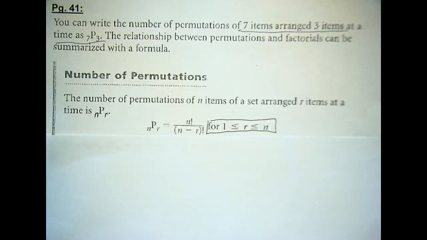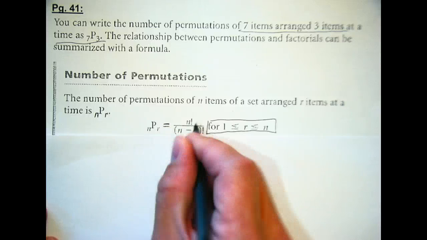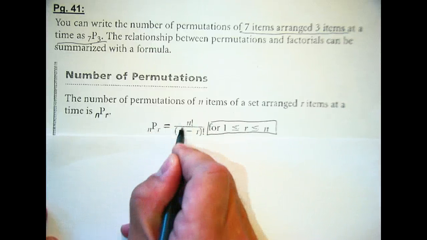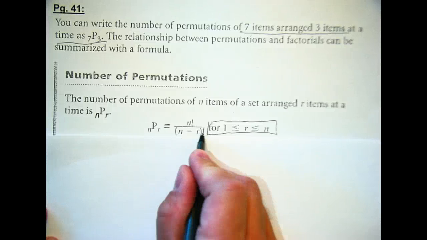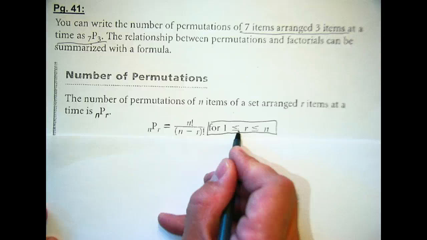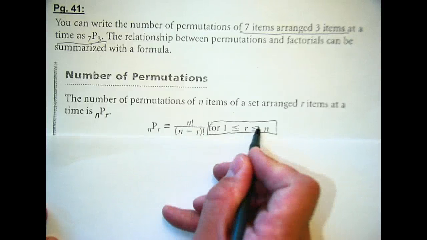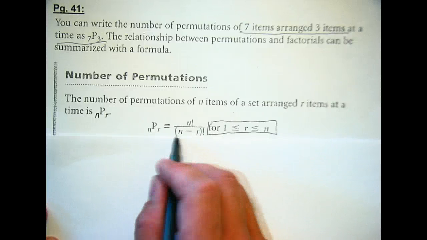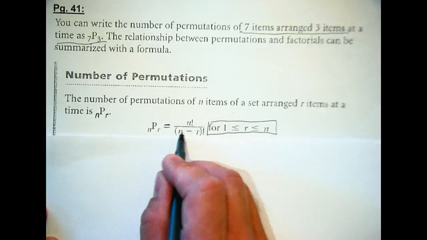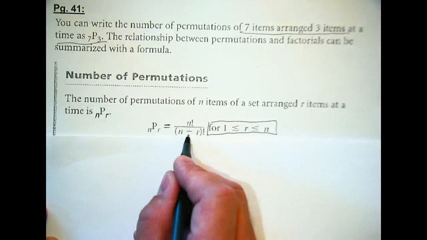Hopefully this will become more clear with the example we're about to do, because it's more real life. But this part right here just says nPr equals n factorial over n minus r factorial. And this says for r greater than or equal to 1. In other words, r can't be 0. And n has to be bigger than r, so this number has to be bigger than that so we don't get a negative. You can't get a negative or a 0 in this factorial down here.